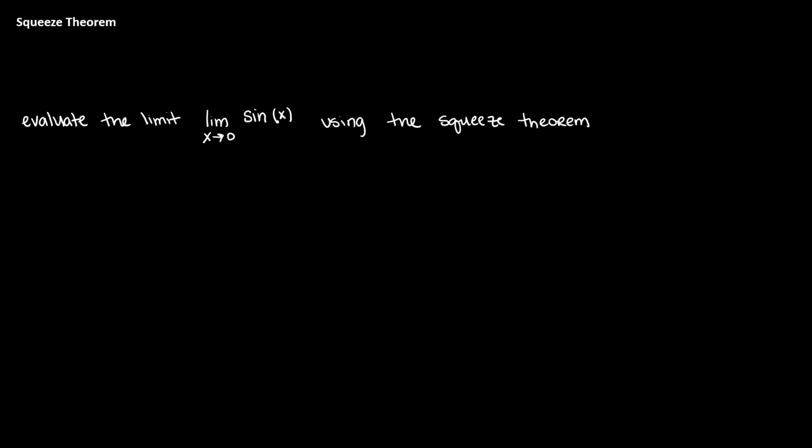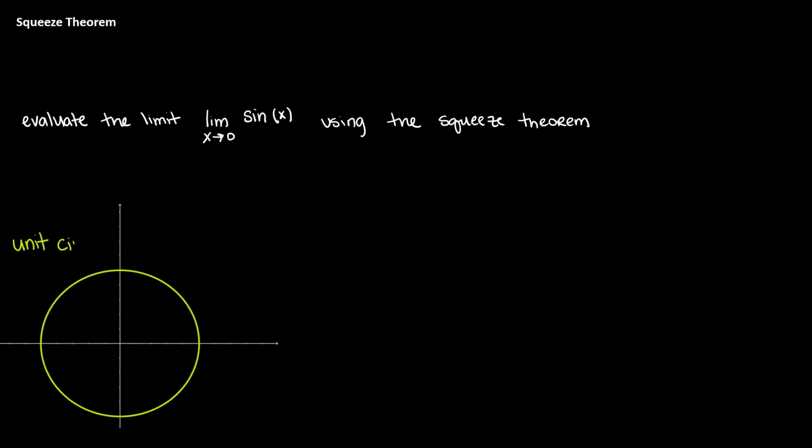Now that we know about the squeeze theorem, let's use it. Let's use the squeeze theorem to evaluate a limit where x is approaching 0 for the function sine x. In order to do this, we need to find that inequality where we have a small function, a large function, and then our function squeezed in the middle. To do that, we're going to first look at the unit circle.